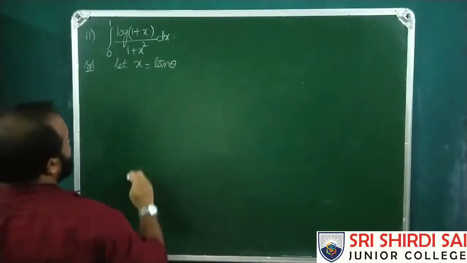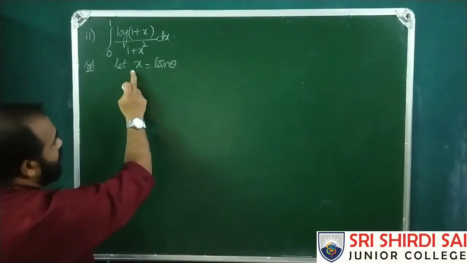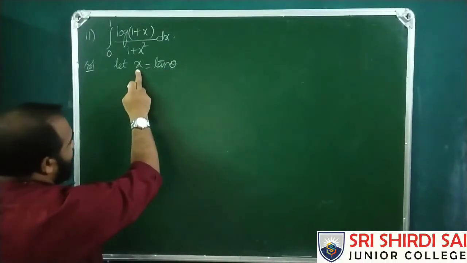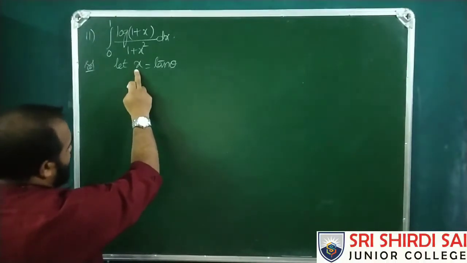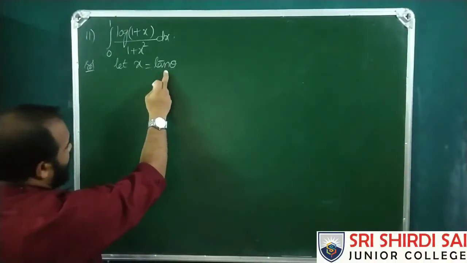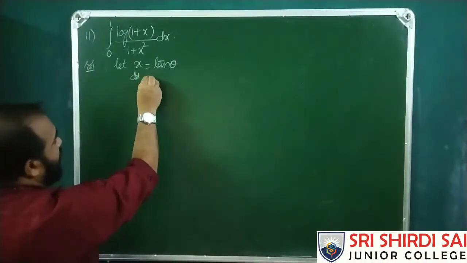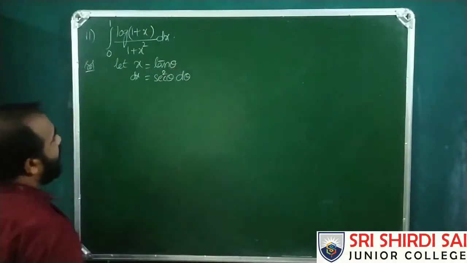If x equals tan theta, differentiating with respect to theta, because x is a function of theta, so x is depending on theta. So d by d theta of x is equal to d by d theta of tan theta. So dx equals secant square theta d theta, we get.